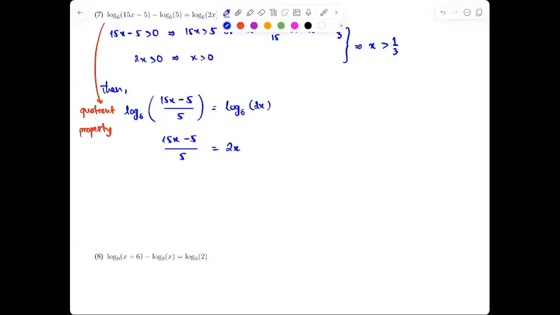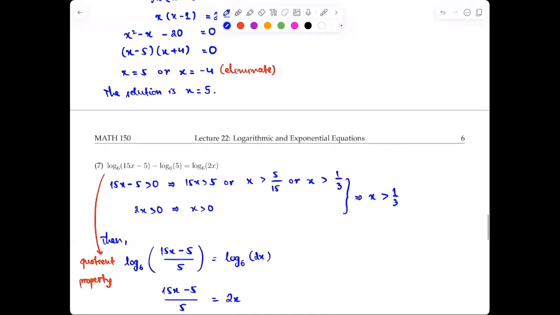Because of the difference, the minus. It's log 6 of 15x minus 5 minus log 6 of 5. Oh, instead of the plus.